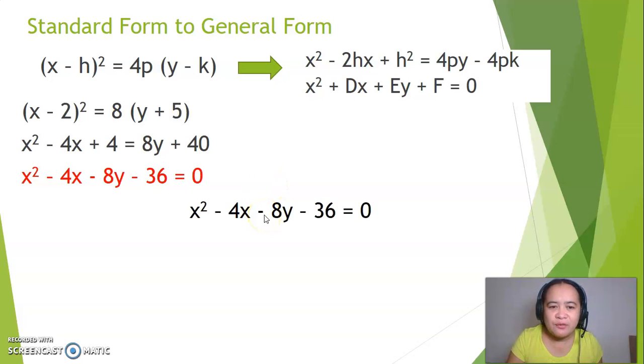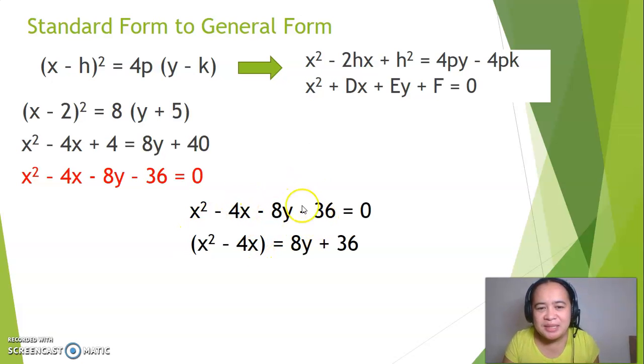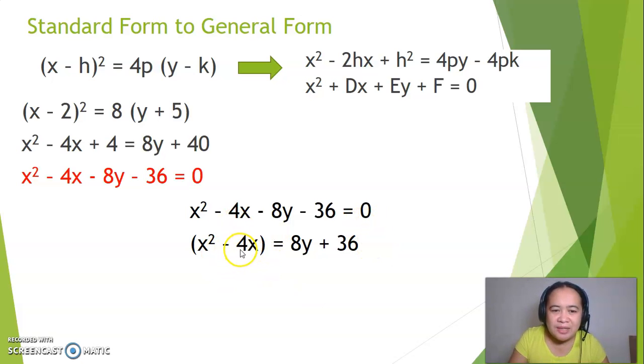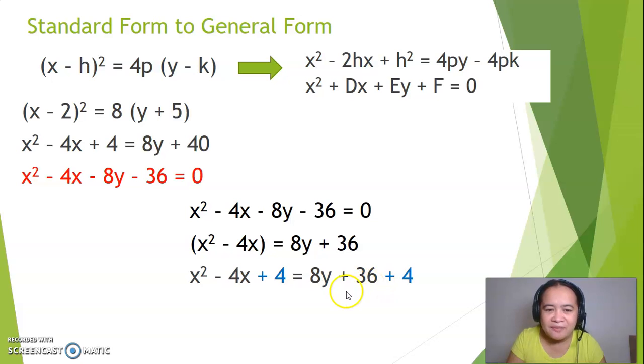Let's have this. So first term, you combine the x terms. So 8y and 36 transfer to the other side. So half, complete the square. Half of 4 is 2. Square that would be 4. So you add 4 to both sides. So we will have this one.